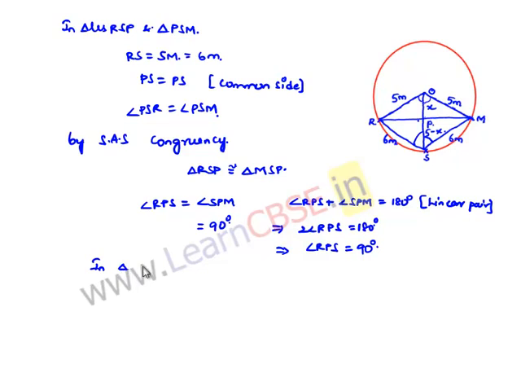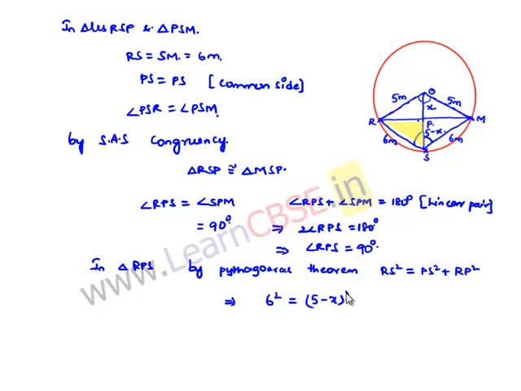Now let us consider the right triangle RPS. By applying Pythagoras theorem, hypotenuse square, that is RS square, is equal to side square, that is PS square, plus the other side RP square. That implies RS square is 6 square, which is equal to PS square, that is 5 minus x whole square, plus RP square. Let it remain as it is. That implies RP square is equal to 6 square minus 5 minus x whole square. Let it be equation number 2.